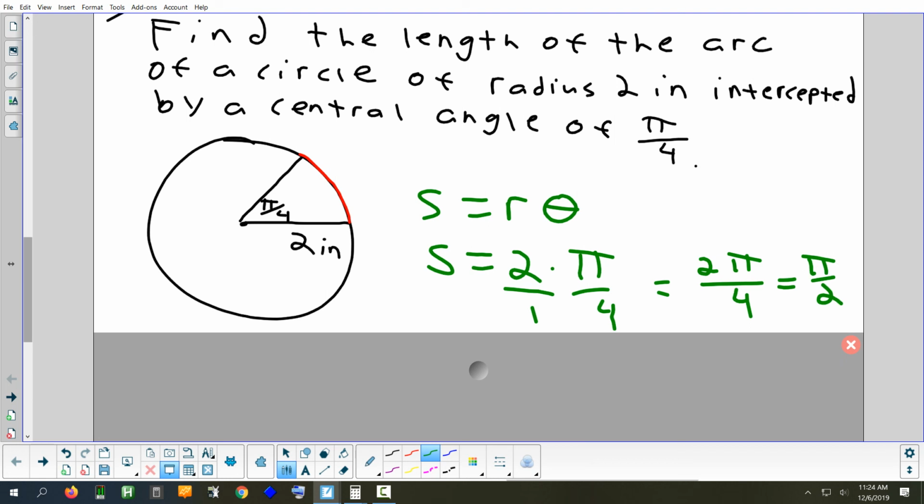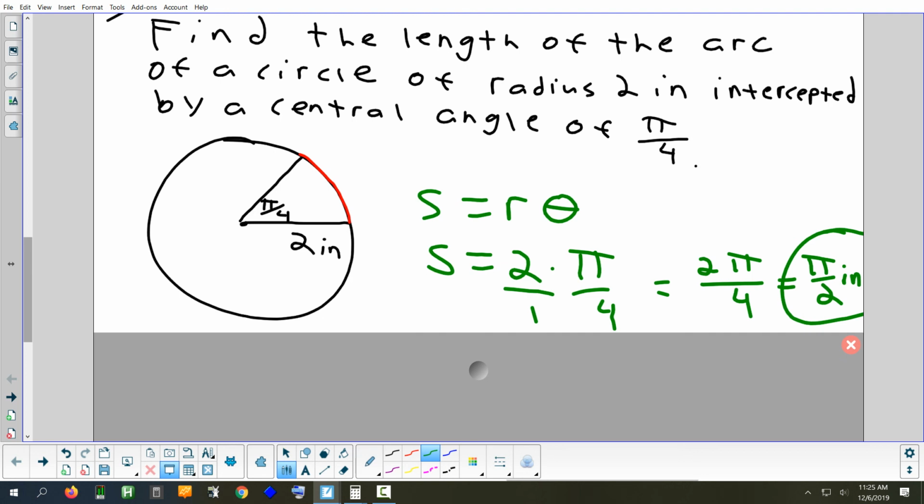Now keep in mind the big picture. What did we just find? The length of the arc. So this needs a label that represents length. What label do you think I should put? Feet, inches, centimeters, millimeters? Inches, because that's what it is in this problem. So the length of that arc, as a decimal, is about 1.57 inches. That's how you find the length of an arc. Any questions on that?